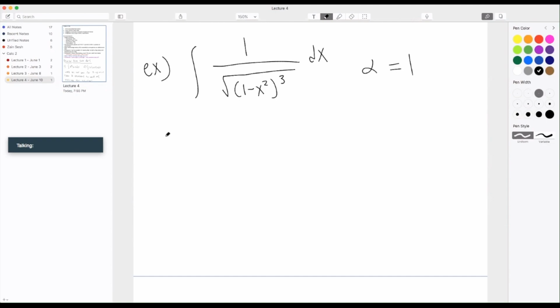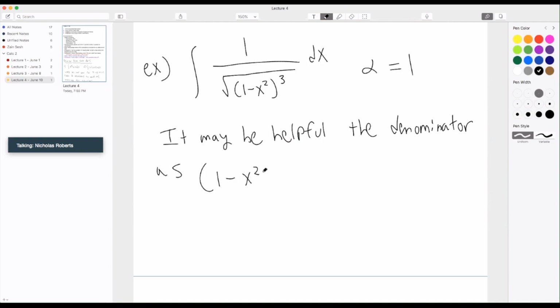Now, it may be helpful to rewrite the denominator as 1 minus x squared to the 3 over 2 power. So I hope everyone is okay with that part. We're just rewriting the square root as a 1/2 power.